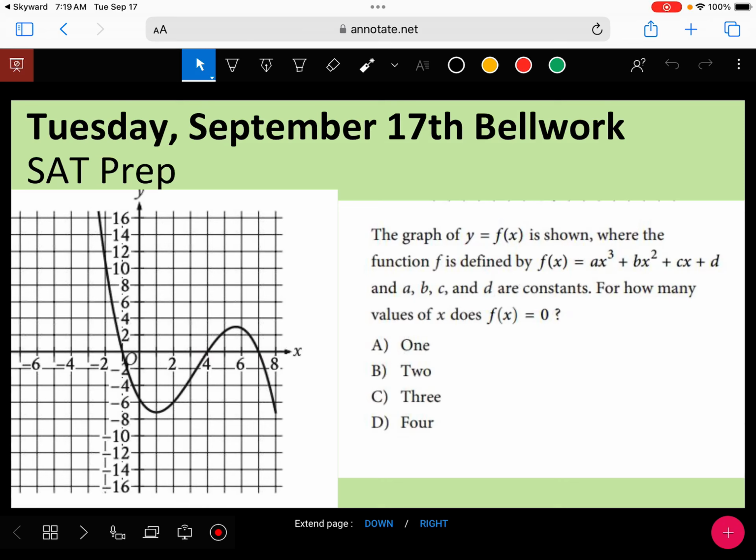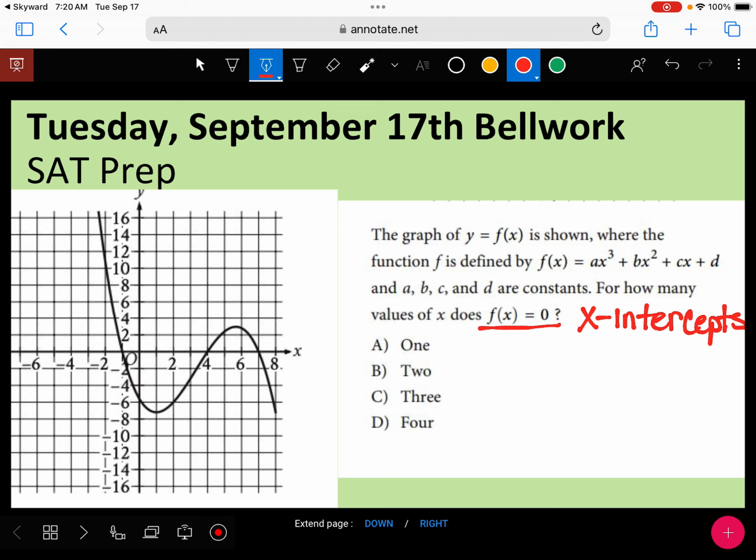How many zeros? Because it's saying for how many values of x, and this means y equals 0. That's the same thing as saying how many x-intercepts. That's all that means. Because when y equals 0, that's the x-intercept.